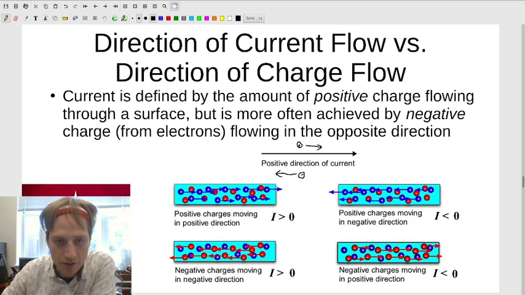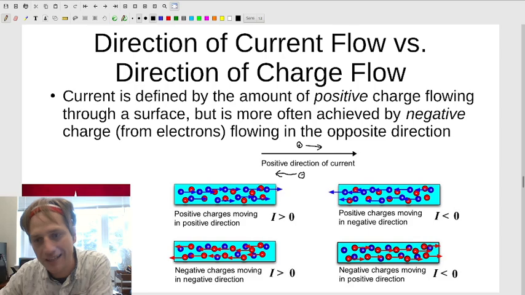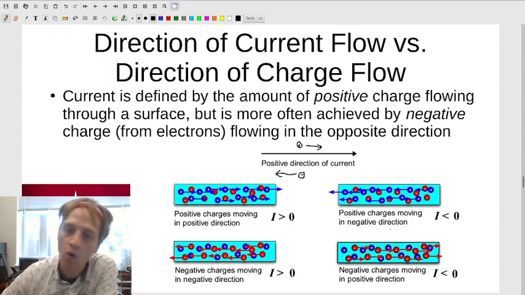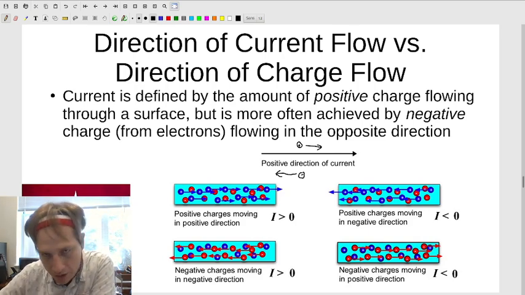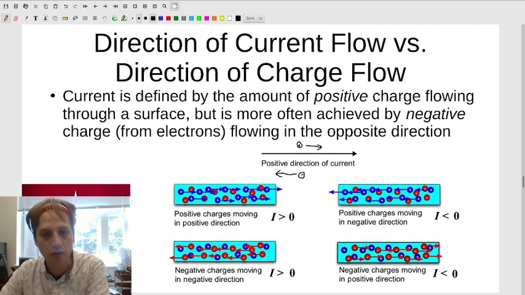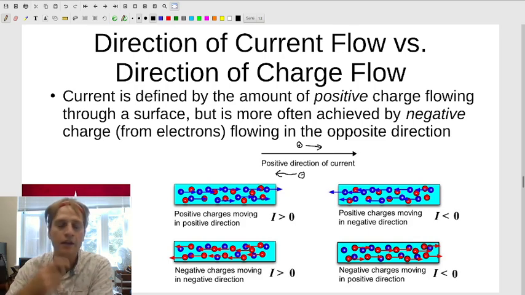So there are two different ways to get that positive current. One is to have the positive charges moving in the positive direction. The other is to have the negative charges moving in the negative direction. On the other hand, there are also two ways to get a negative current: a plus charge moving in the minus direction, or a negative charge moving in the plus direction. You don't have any homework problems this week that are going to force you to think about that.